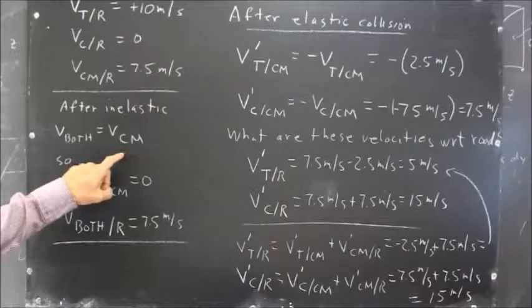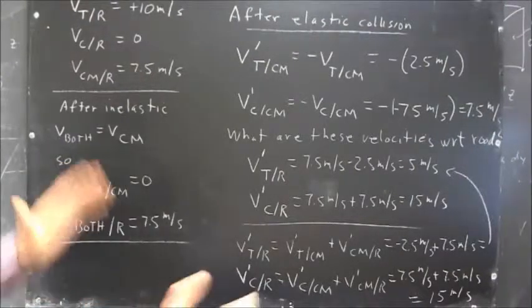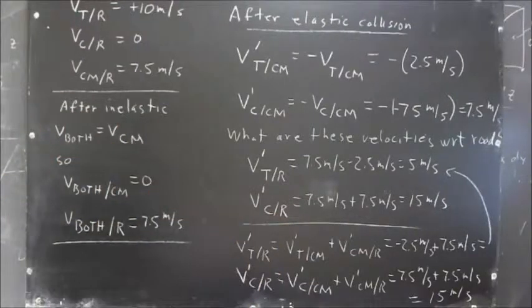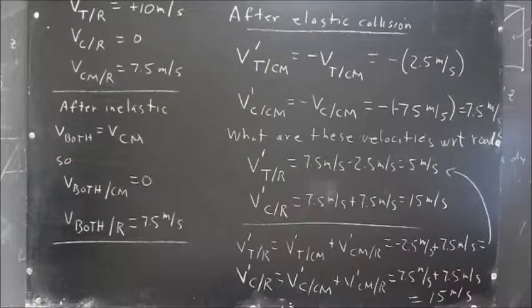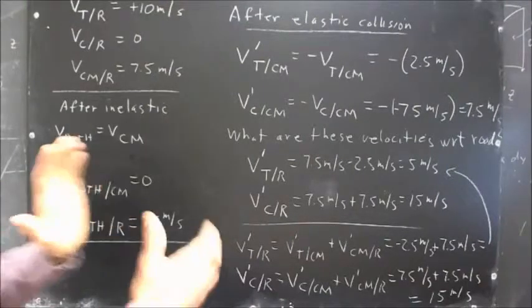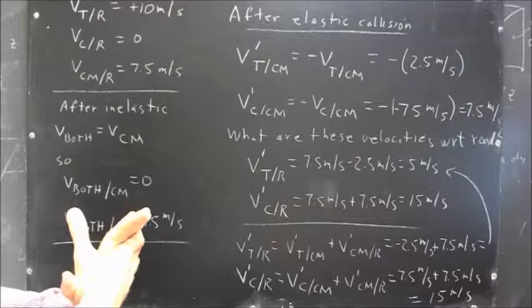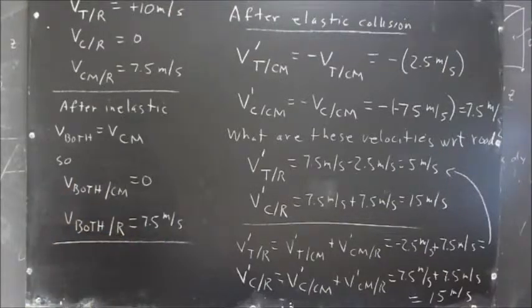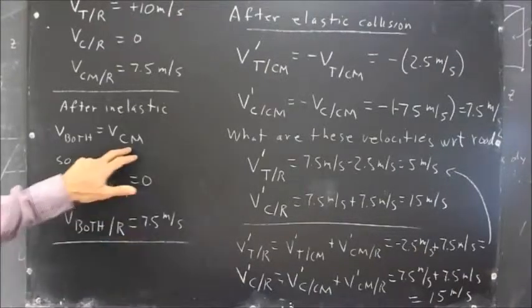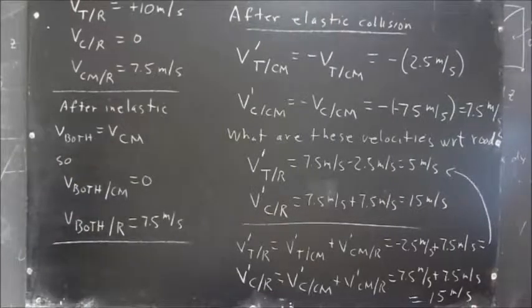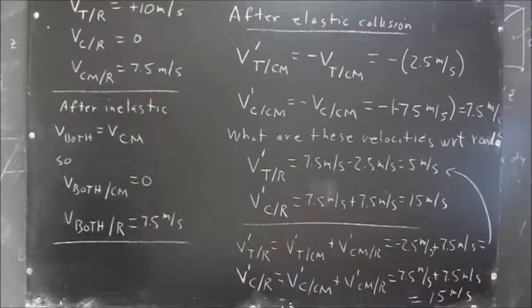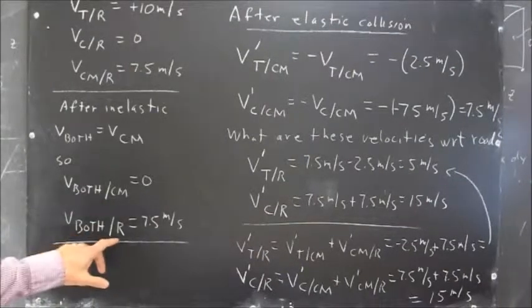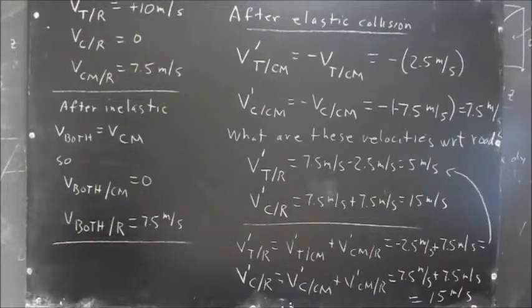Well, the velocity of both is equal to the velocity of the center mass, because they stick together and move off with the unchanging velocity of the center of mass. The center of mass is where the two objects are after the collision, since they're together. So they have to move with the velocity of the center of mass. And it follows then that the velocity of both with respect to the center mass is 0. And the velocity of both with respect to the road is 7.5 meters per second.